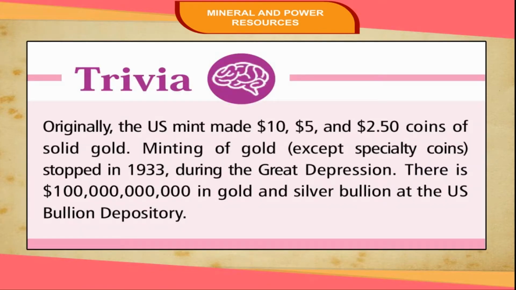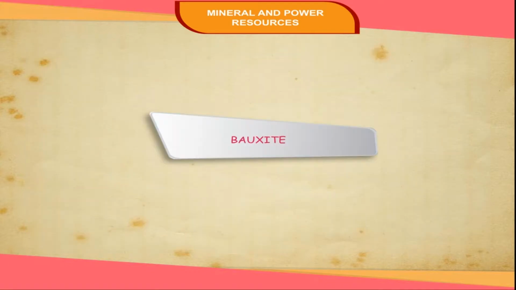Trivia: originally, the US Mint made $10, $5 and $2.5 coins of solid gold. Minting of gold, except specialty gold, stopped in 1933 during the Great Depression. There is 100 billion in gold and silver bullion at the US Bullion Depository.